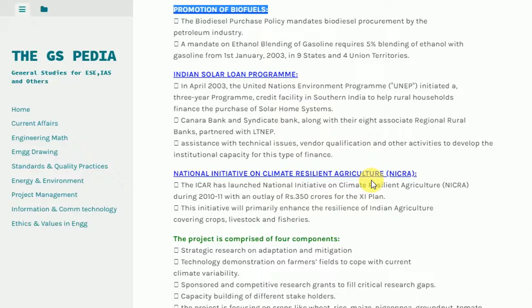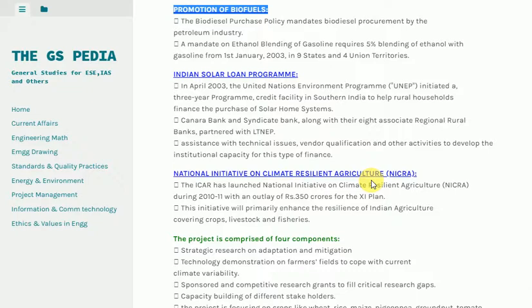Indian Solar Loan Program. In April 2003, the United Nations Environment Programme (UNEP) initiated a 3-year program, a credit facility in southern India to help rural households finance the purchase of solar home systems. Canara Bank and Syndicate Bank, along with their 8 associate regional rural banks, partnered with UNEP. Assistance with technical issues, vendor qualification, and other activities to develop the institutional capacity for this type of finance.